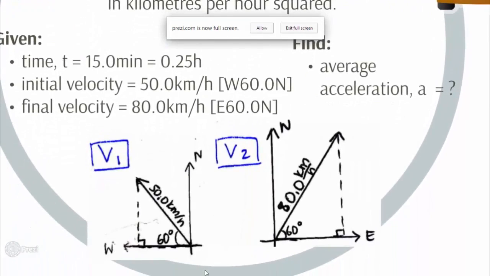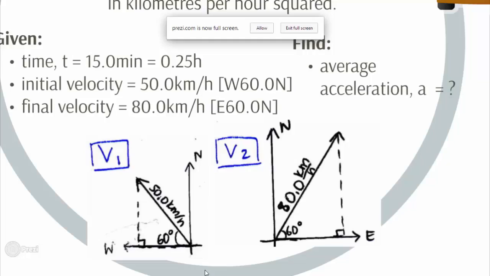First, we'll look at what information we are given. Time is given as 15 minutes or a quarter of an hour. The initial velocity is 50 kilometers per hour, traveling at west 60 degrees north, and the final velocity is 80 kilometers per hour, traveling east 60 degrees north. We can draw the velocity vectors in order to visualize them.